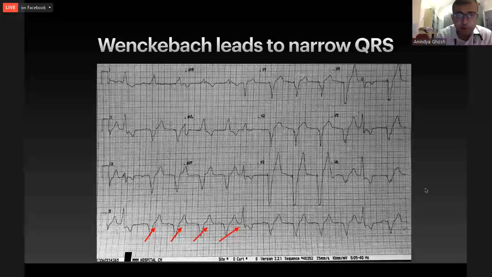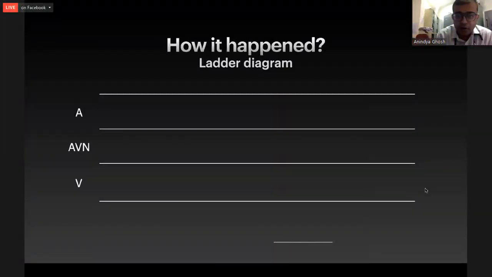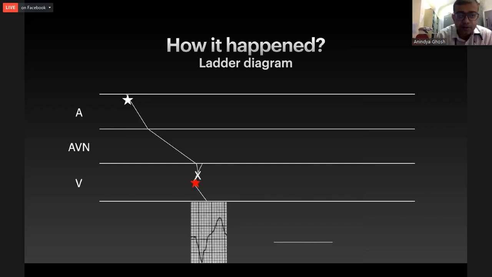How do we see this on a ladder diagram? The white star denotes an atrial pacing stimulus. The red star denotes a ventricular pacing stimulus.